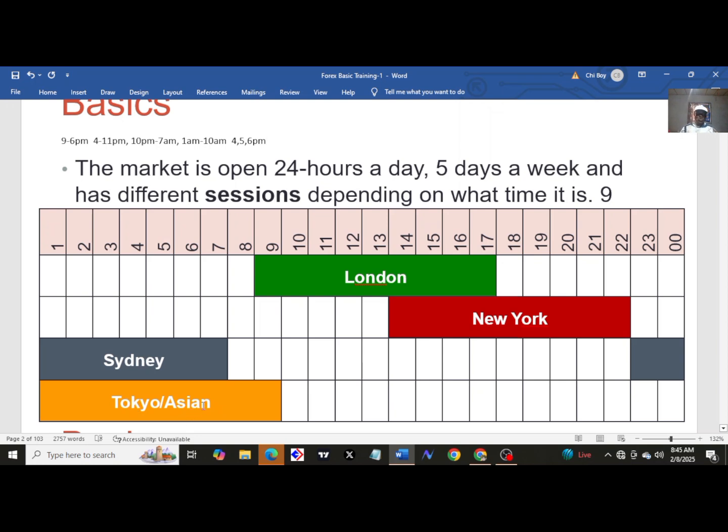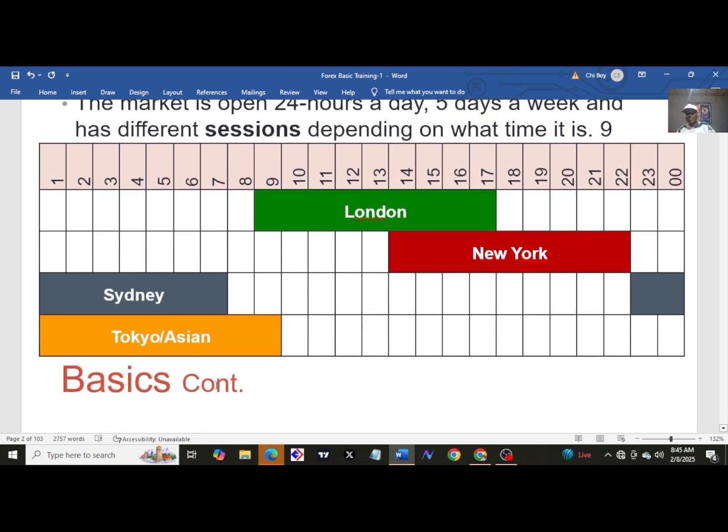Tokyo, which is the capital of Japan, is like the hub of trading activities in the Asian session, which is why that session is called the Tokyo or the Asian session. So the Tokyo session consists of all the countries that fall under Asia whose currencies are tradable in the market, like the Japanese yen, the Chinese yuan, and so many other countries under this Tokyo session.